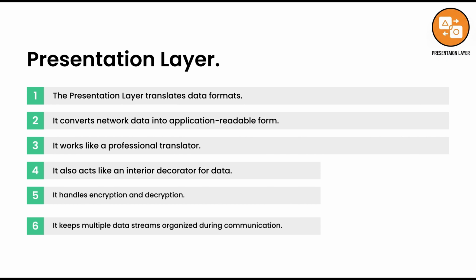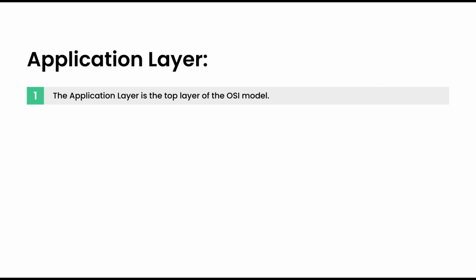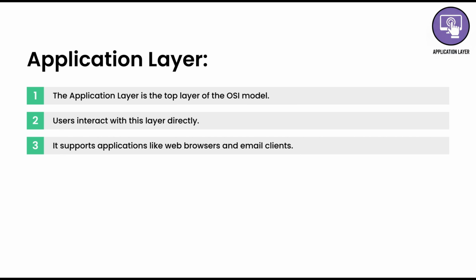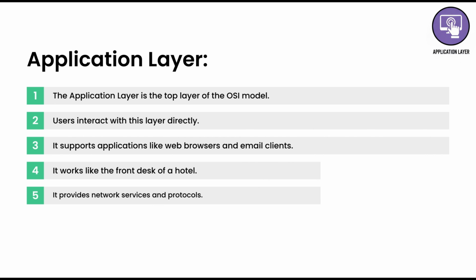Application layer. The application layer is the top layer where users interact directly with software like web browsers and email clients. Think of it like the front desk of a hotel. It provides the services and protocols that allow your apps to communicate over the network and show you the final results.